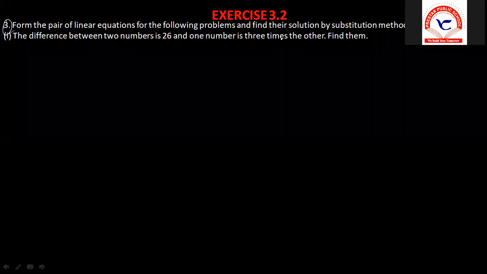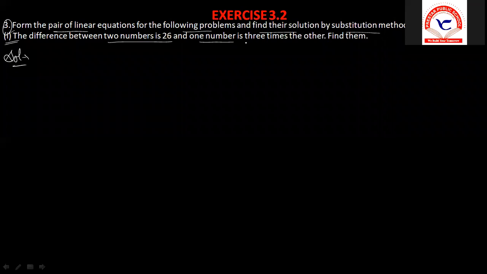So now this question number 3, beta. It says form the pair of linear equations for the following problems and find their solution by substitution method. So first of all, you have to form the equations for these. It says that the difference between two numbers is 26 and one number is 3 times the other. Then find them. Because there are two numbers, we are going to deal with two variables.